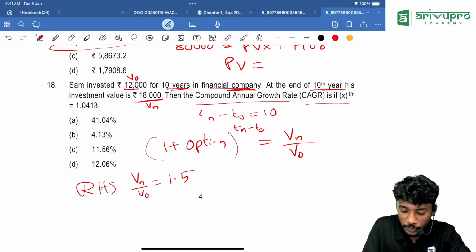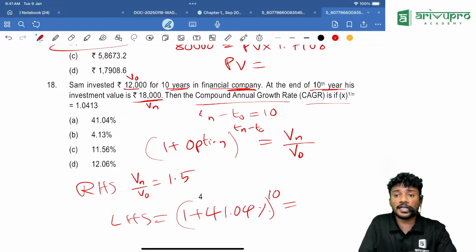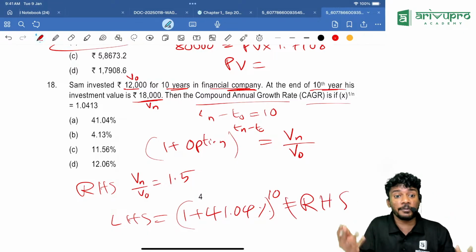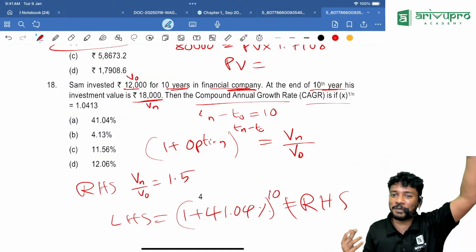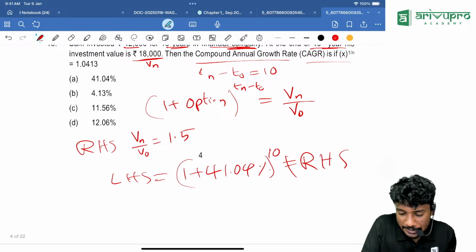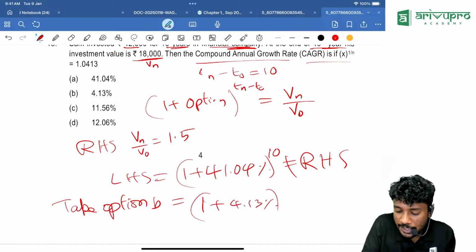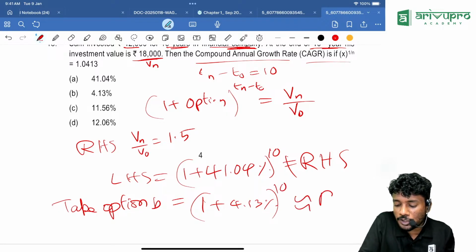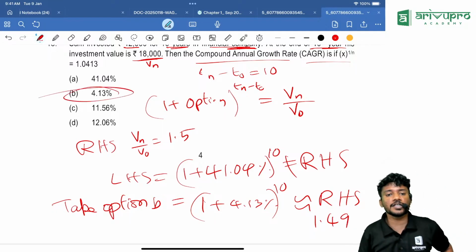Now we will check which option is giving the right hand side. This is RHS. Now take LHS, that is 1 plus option. 1 plus 41.04% whole power 10. Is it equal to RHS? It is not equal to RHS. It will anyway be a bigger value because 1.4 itself is a good value, so raised to power will give us a bigger value. So ignore that. Try option B. That means 1 plus 4.13%, then power 10. It is approximately equal to RHS. Are you getting it as 1.49 something? Yes. So option B is our answer.